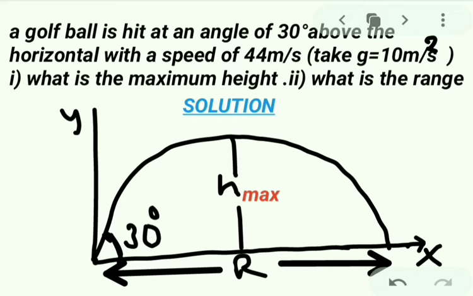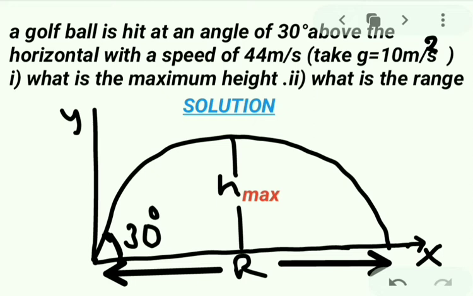Now, we draw down to solution. As we draw down to solution, we'll draw a diagram showing the variables in the question. This is the vertical motion of the projectile, and this is the horizontal motion of the projectile. Now this is the angle of projection. They say the angle of 30 degree above the horizontal with a speed. Now u is equals to 44 meter per second. Now g is 10 meter per second square. What is the maximum height?